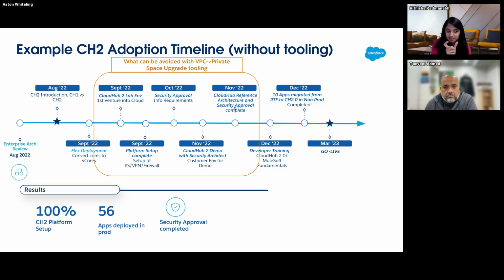And we see that there is around a 2 to 3 month process where these approvals need to happen, where you need to go and get your architecture reviewed. That is what we plan to avoid with the VPC to private space upgrade tooling, right? That's the problem statement we're going after. And with that, let me jump into what the VPC to private space experience looks like.